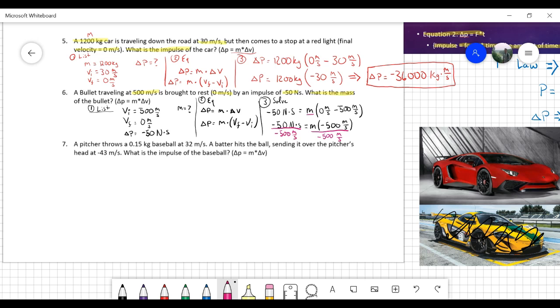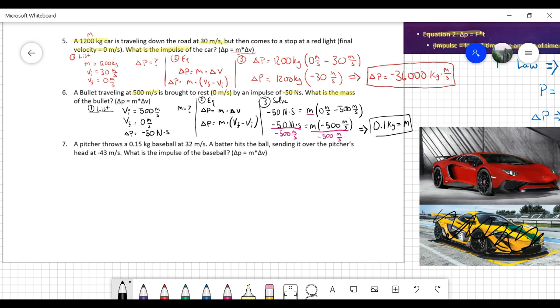And that will give us, I'm just going to go off to the side right here, negative 50 divided by negative 500, which is positive 0.1. And we are solving for mass, so you should know that mass is in kilograms.